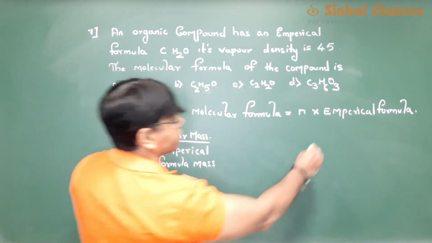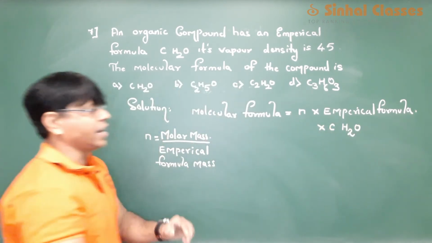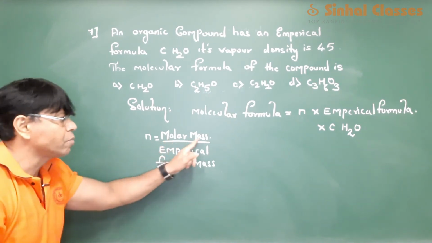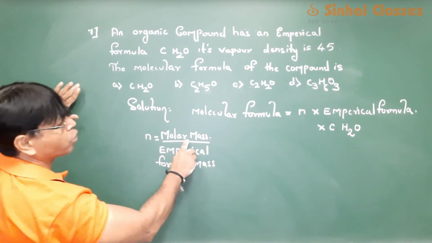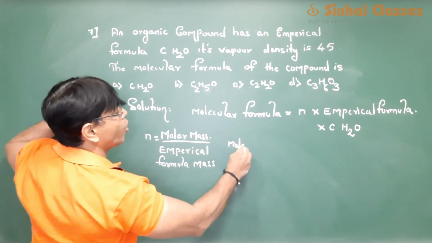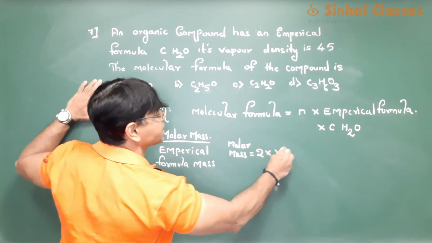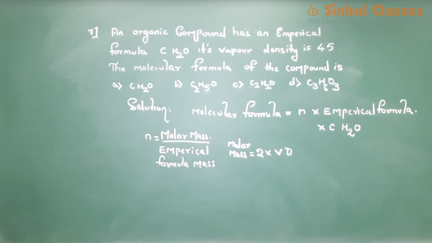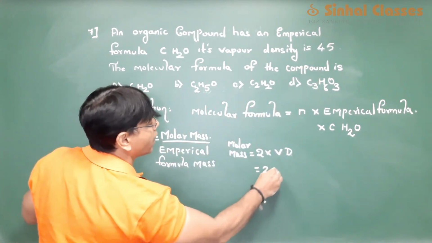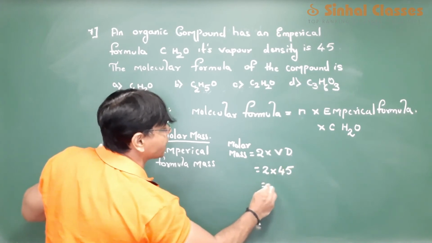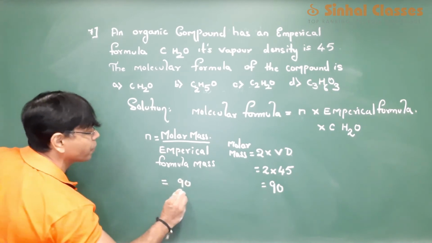Empirical formula is given to me. It is CH2O. What I require is only N. But for N I want molar mass and I want empirical formula mass. So let us see how to get molar mass. Molar mass is equal to 2 into vapor density. VD is vapor density. Vapor density is given to me, 45. So it is 2 multiplied by 45, that is 90. So I got my molar mass as 90.